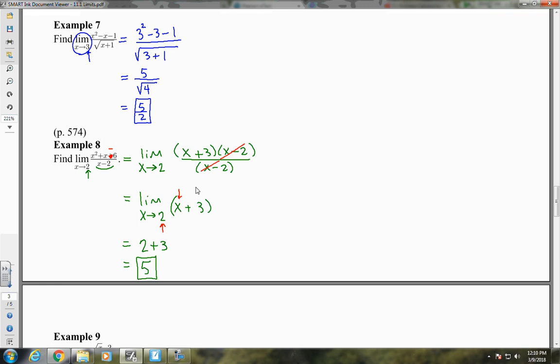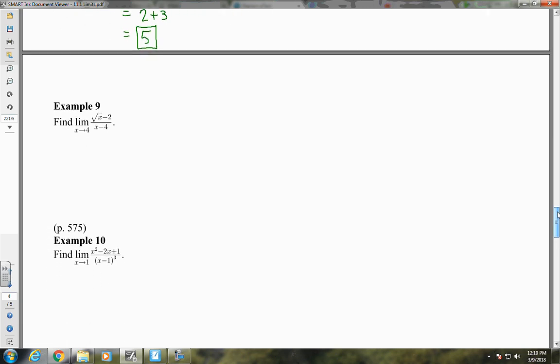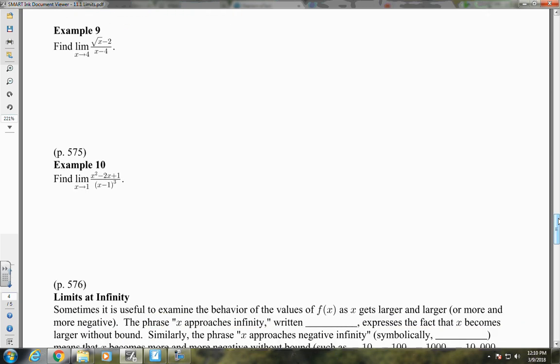Now, because I couldn't evaluate that by direct substitution, this simply means the limit is different from the function value. In fact, the function is undefined at 2 because we have a 0 in the denominator. But the limit exists. Remember, the limit describes the general behavior of the function, not necessarily the function value. Let's go on to example 9.